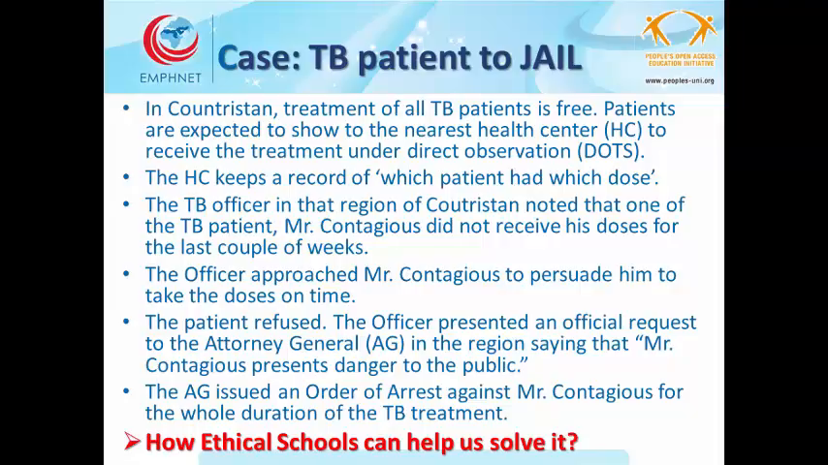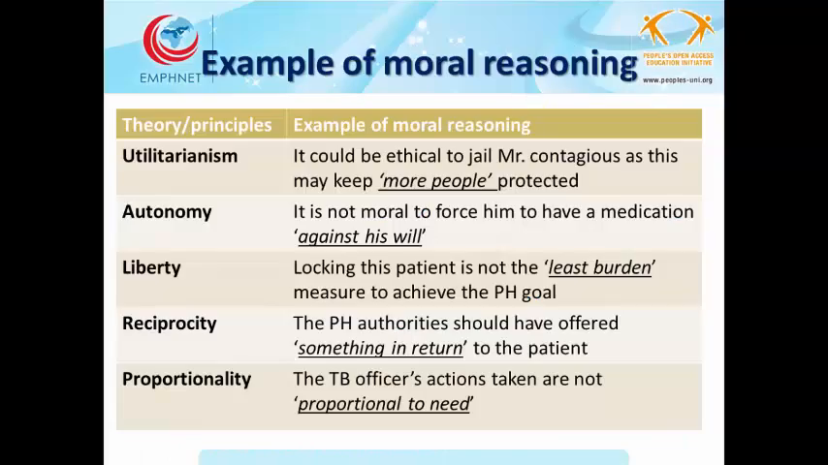Now, let's apply these principles and see an example of moral reasoning, and you will be asked to provide more detail in your assignment. These are just examples of how to apply these different schools of thought and the principles to such cases. For example, if we apply utilitarianism, one would argue that it could be ethical to jail Mr. Contagious, and this may keep more people protected.